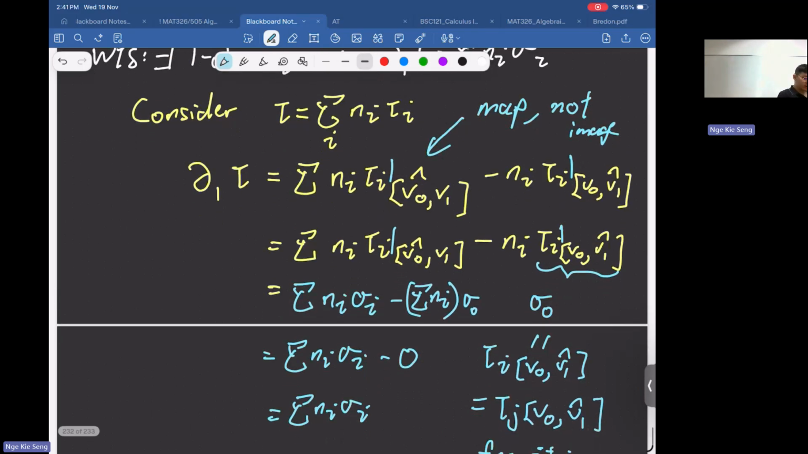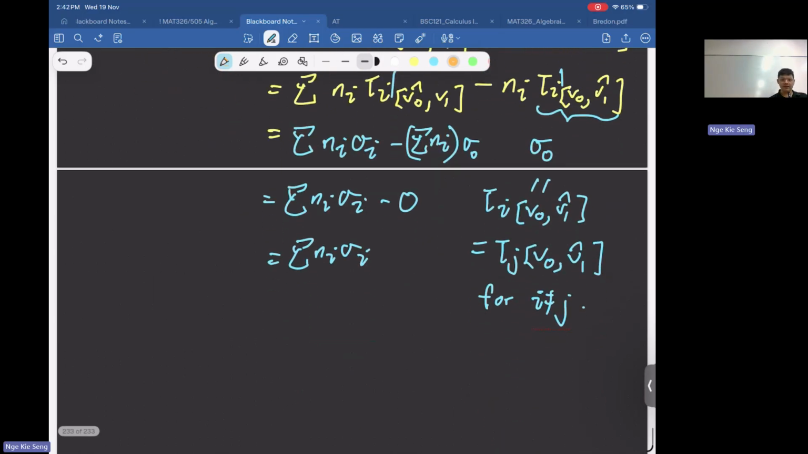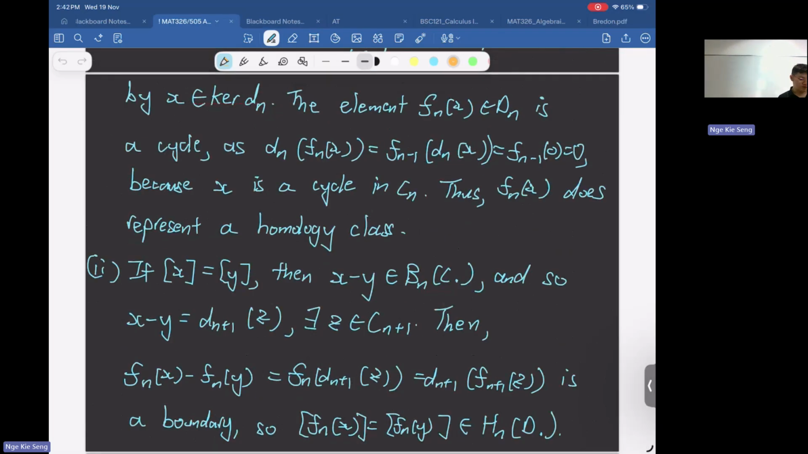Maybe there's a confusion place: they are maps, not images. But obviously, the map will be determined by where they send the thing. Okay, question? Okay, so far. All right. Next, we will introduce something called the reduced homology.